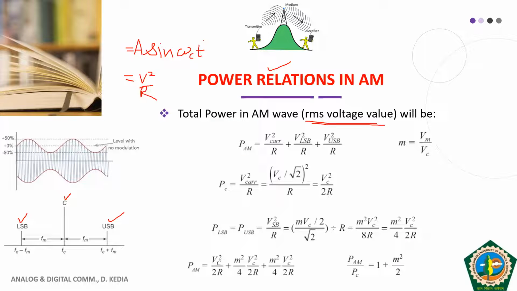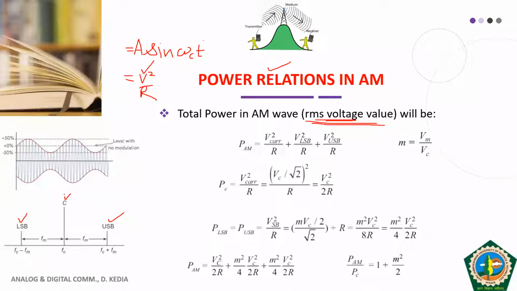We know that this is the power relation. And what is this V? V is the root mean square voltage value, RMS value. You already know that. Okay. So now since we have three components, we will take the RMS voltage value of these three components. Okay, we will square that, divide by the resistance, and then we get the total power.